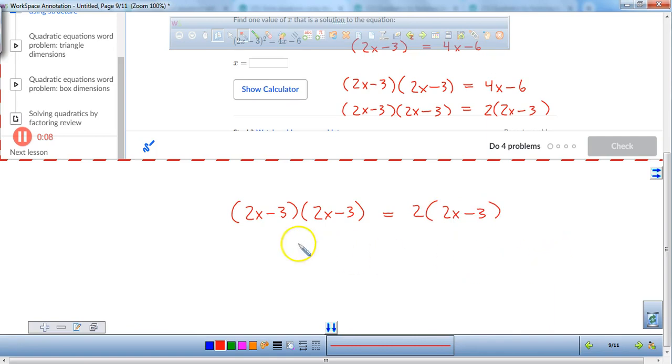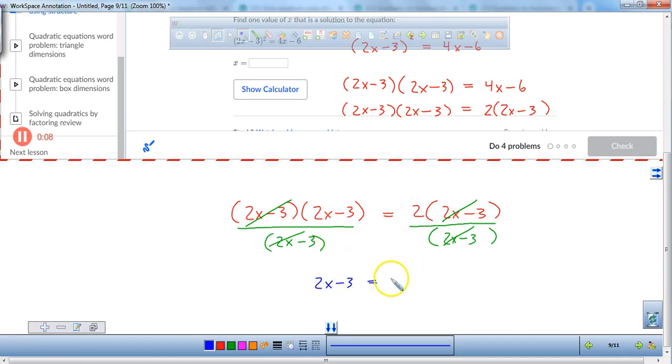Now I want you to notice something. This factor of 2x minus 3 is on both sides. So if I wanted to, I could divide both sides by this binomial, 2x minus 3. These will cancel out to a 1, these will cancel out to a 1, and look what you have left: 2x minus 3 equals 2. From there, it's very, very easy. All you have to do is solve for x.